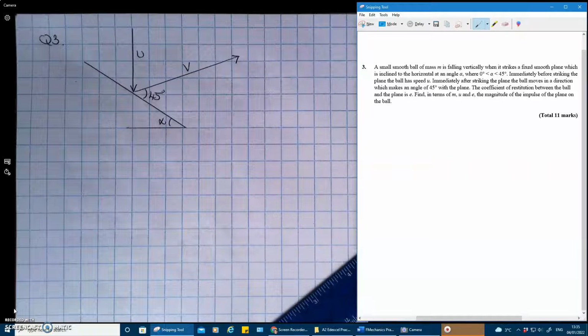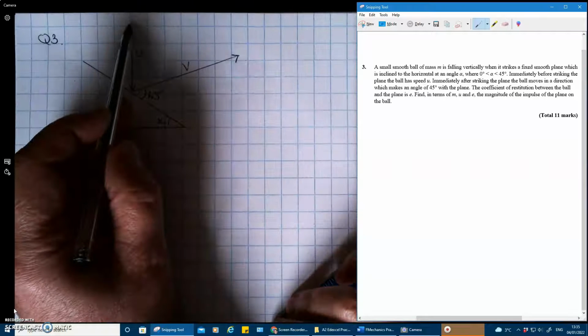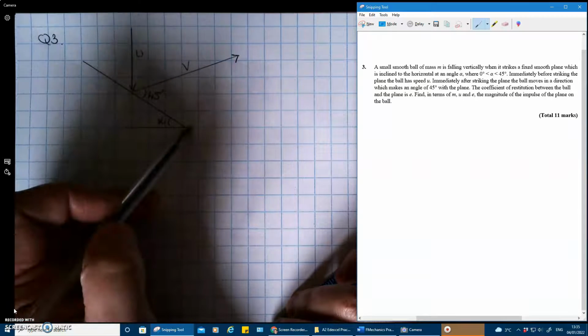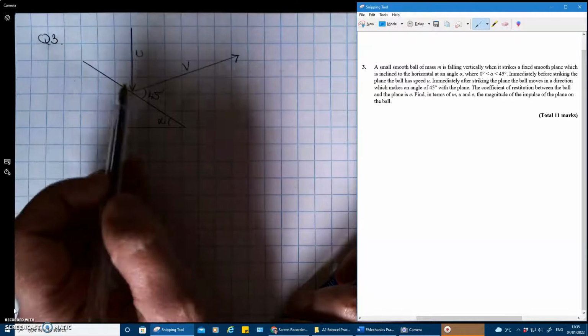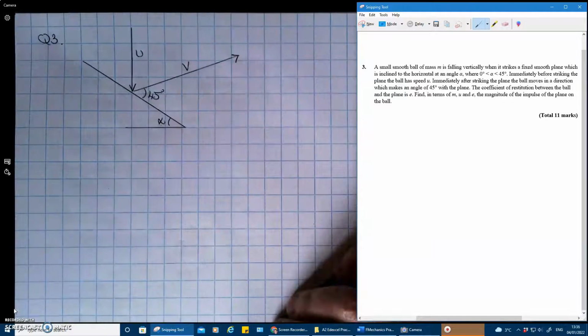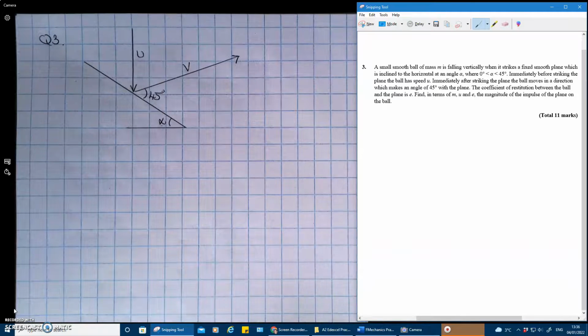Question number 3. Okay, we have an object, a small ball, dropping vertically onto a slope inclined at an angle alpha. It bounces off at an angle of 45 degrees. Okay, we're told the coefficient of restitution is E, and we're just working with that.